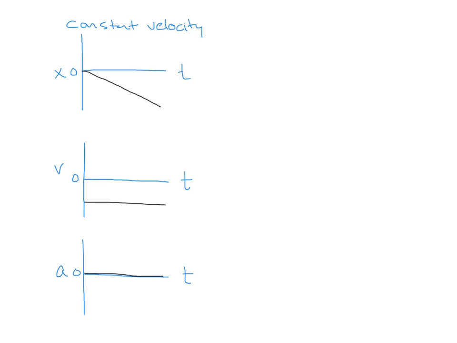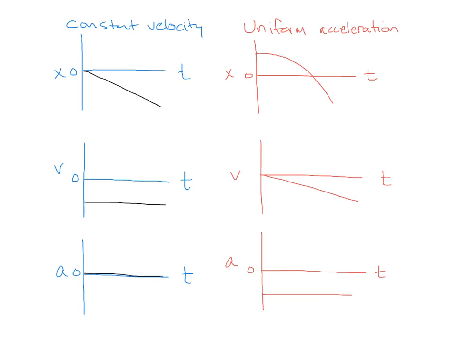And our acceleration versus time graph is just a flat line at 0, because if we're moving with a constant velocity, then our acceleration is 0. Now let's look at a uniform acceleration example. So here we have a stack of graphs of an object starting at a positive position from rest and accelerating to the left. And so we can see on our position versus time graph, it is concave down.